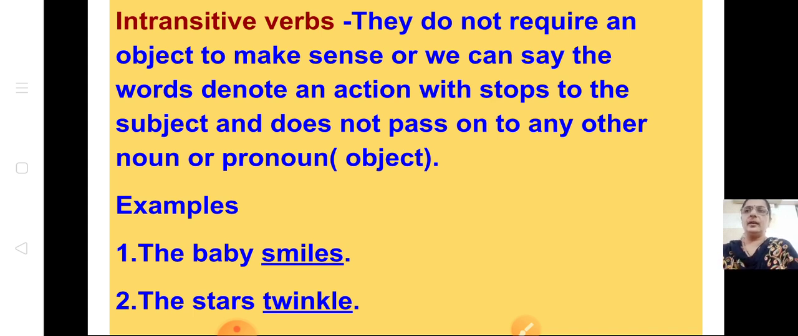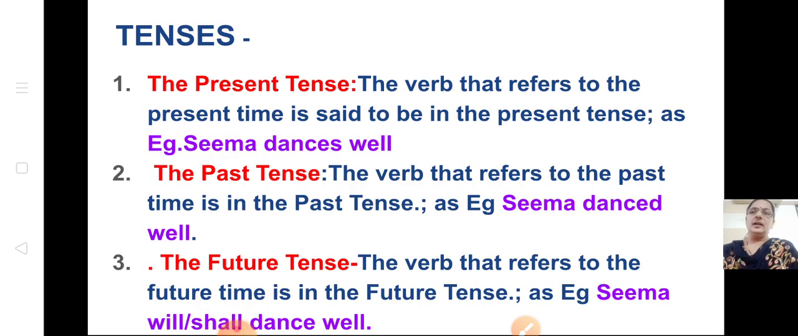They do not require an object to make sense, or we can say these words denote an action which stops with the subject and does not pass on to any other noun or pronoun, does not pass on to the object. The baby smiles. The stars twinkle. So when there is no object, it is called an intransitive verb. Understood what is transitive and intransitive? Okay. Now let us see tenses.